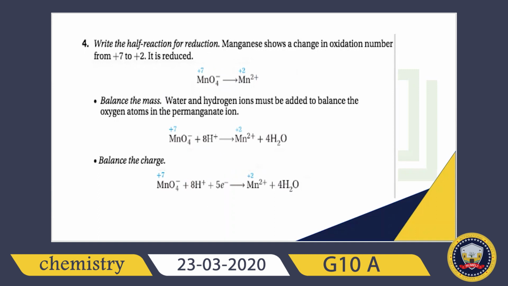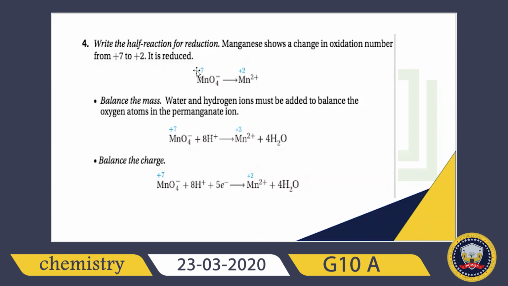Now, then we continue. We go to the reduction. On which compound has a reduction process happened? Here. Now you see, manganese shows a change in oxidation number, from plus 7 to plus 2. It is reduced. You see here?